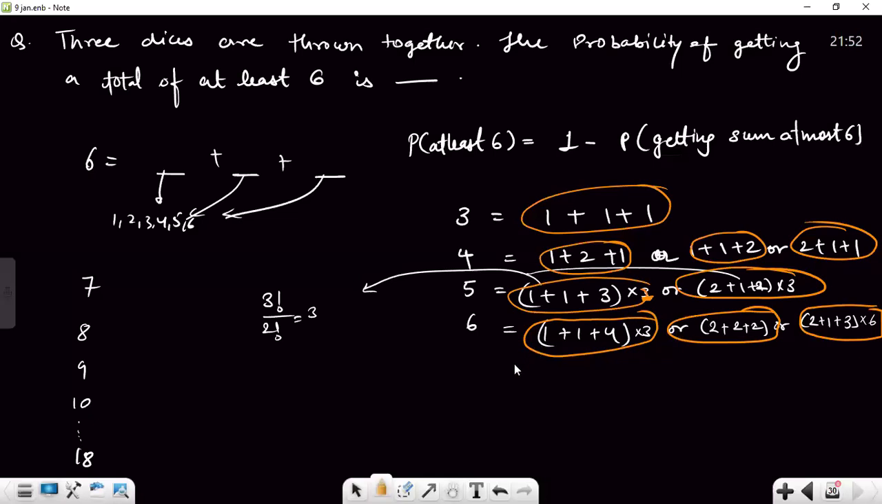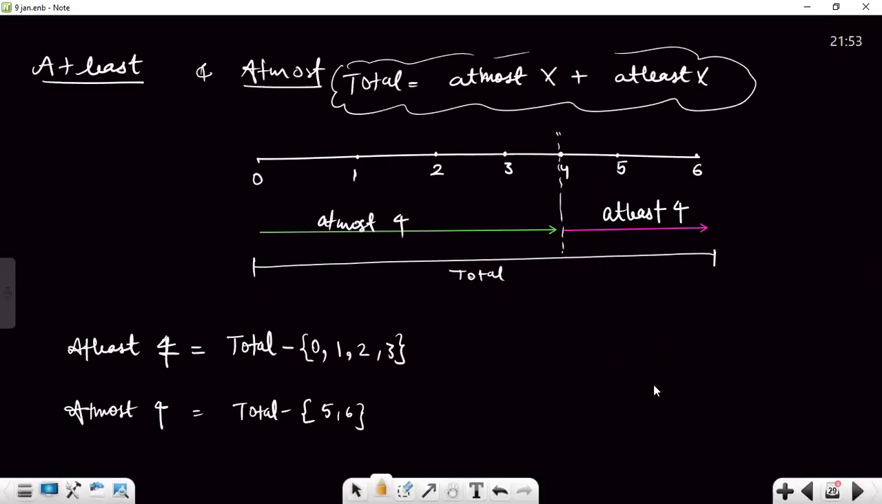Let me repeat the counting. Are we making any mistake or not? No, we are not. Till now, 1 to 4. 4 plus 6, 10. Okay. At most 6 means, whether 6 is included or not here, that is one doubt. Can you tell me, is 6 included or not?